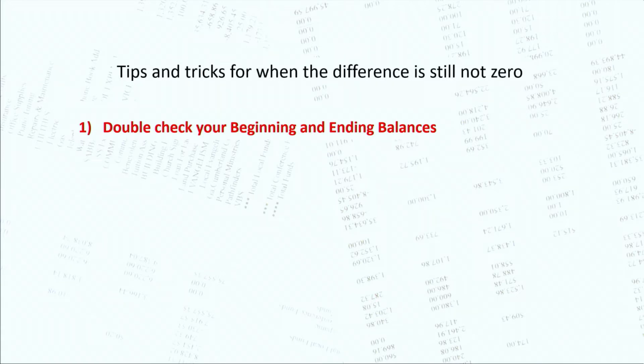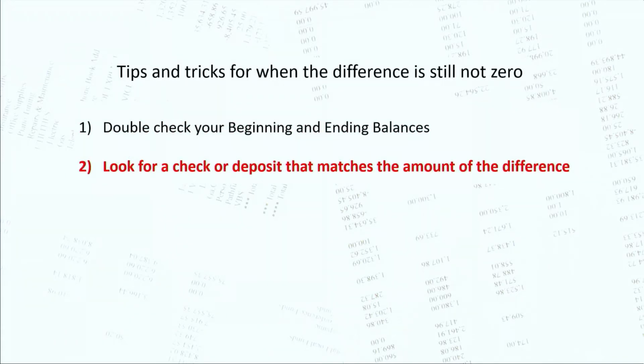Make sure. Number 2, look on the statement or in Jewel for a check or deposit that matches the amount of the difference. If the difference is some random number like $241.37 and you have a check or a deposit for that exact amount, dig in deeper and see if that's the problem.